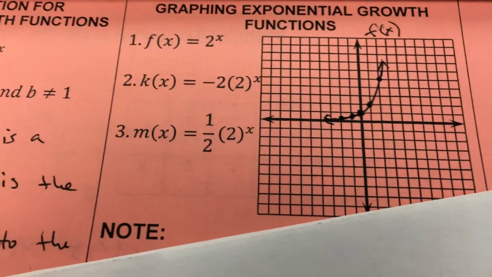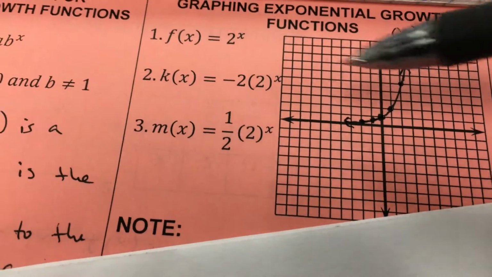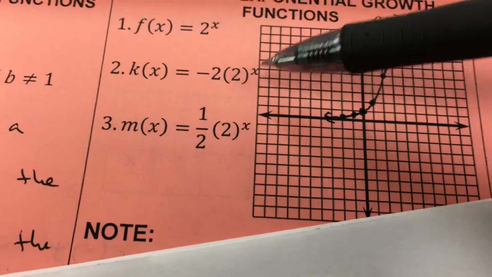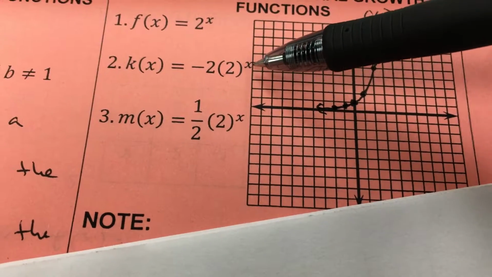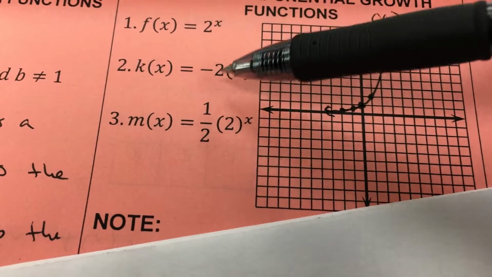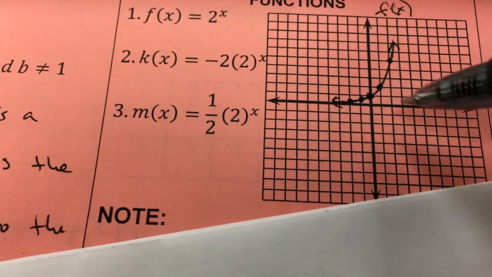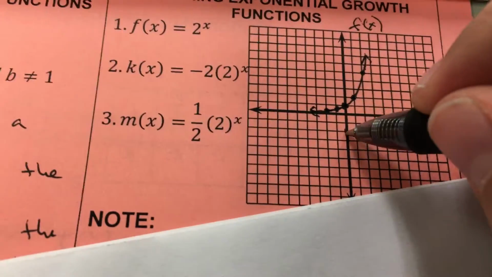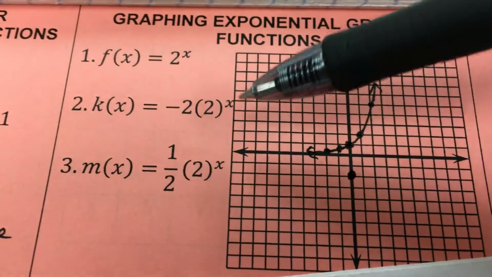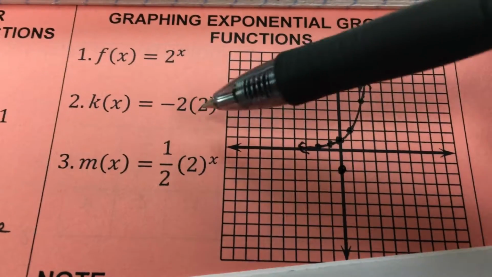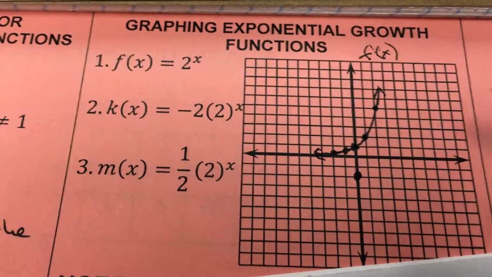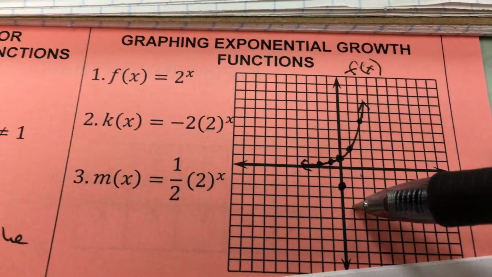Now let's do the next one, k of x. We're going to use the same 5 points: -2, -1, 0, 1, and 2. I like to start with 0 because that's fun. So 2 to the 0 is 1. 1 times -2 is -2. So there we go, -2. Awesome. Then we plug in a 1. 2 to the 1 is 2. 2 times -2 is -4. So at 1, we're going to be at -4.